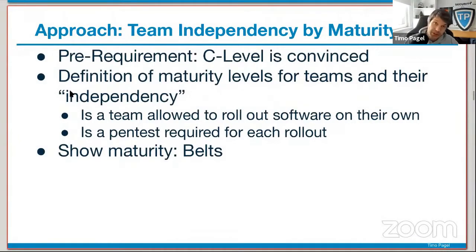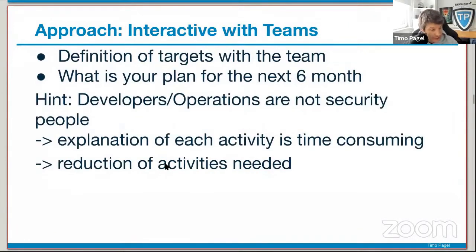Every team could be different. Often you have something like belts to highlight how mature a different team is. And another approach which I have seen is that you are doing it interactively with the teams. So you're sitting down with the teams and say, what are your targets for the next 6 months, for example? This is an approach for which I never got the feedback that it worked.